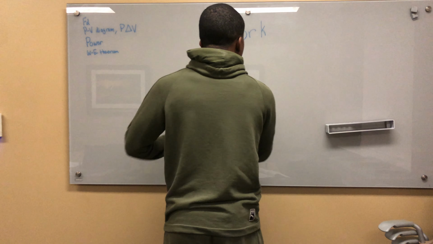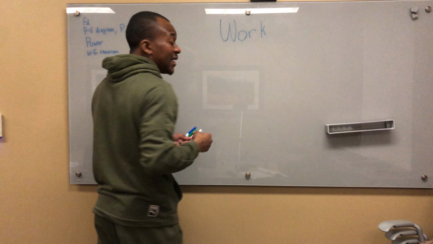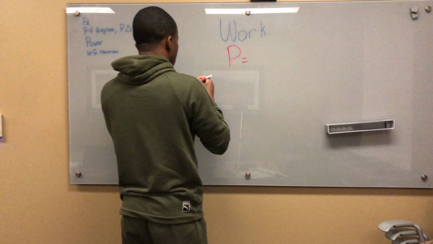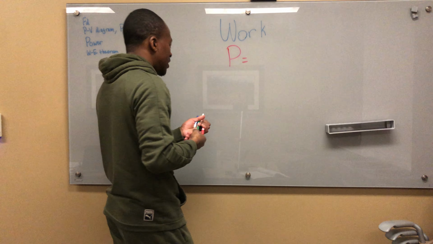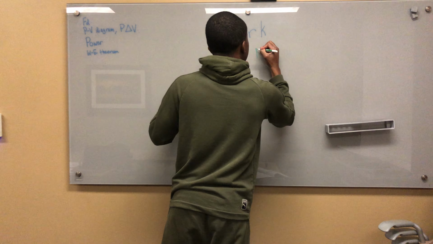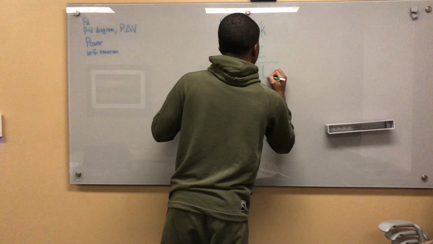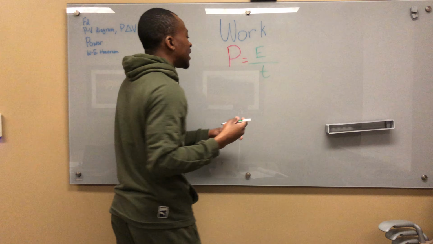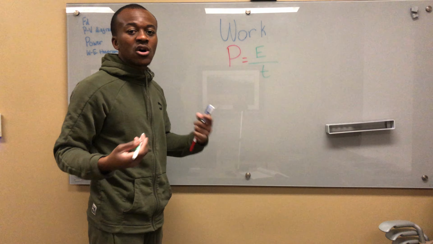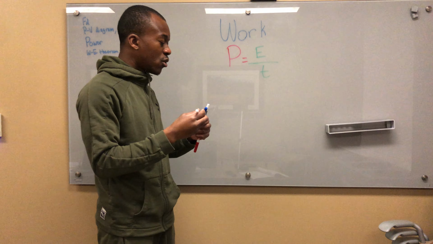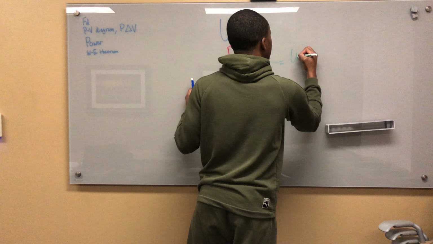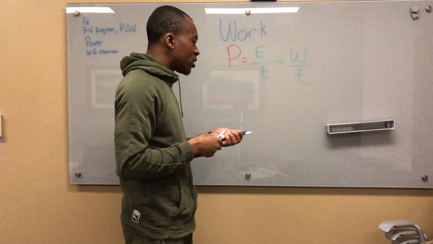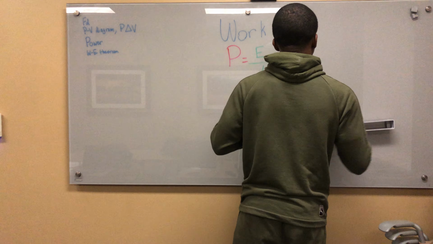Power. Power is denoted also with the letter P. So power, right? Your power is going to be given by the formula E over T. Yeah, so it's energy over time, but it's also maybe work over time, right? So the work done over time, right? That's also power.